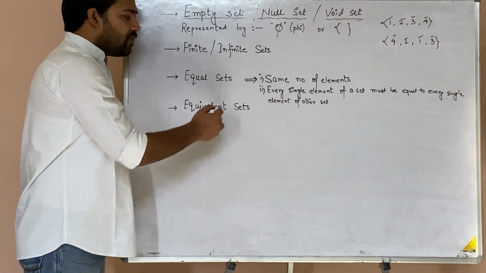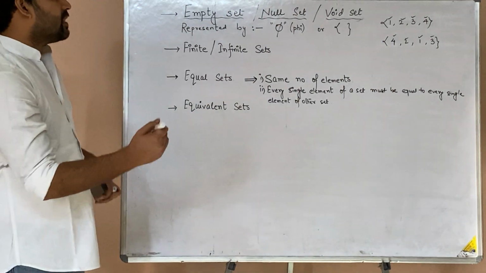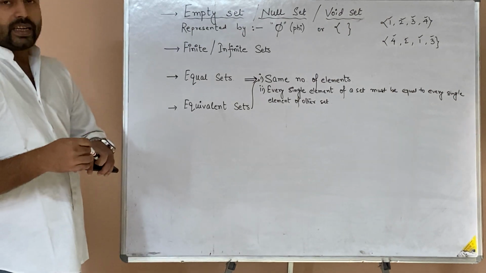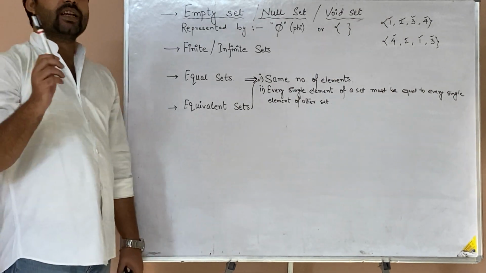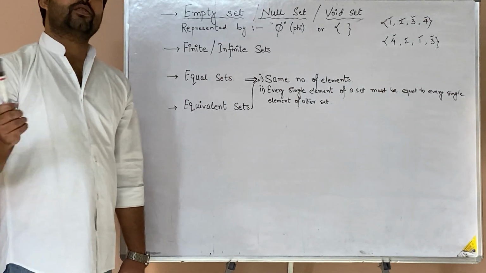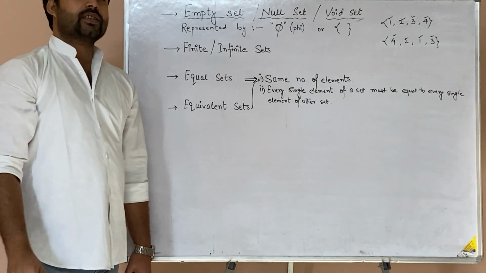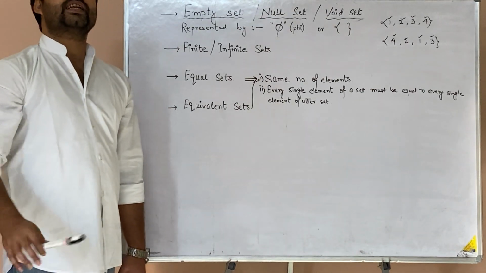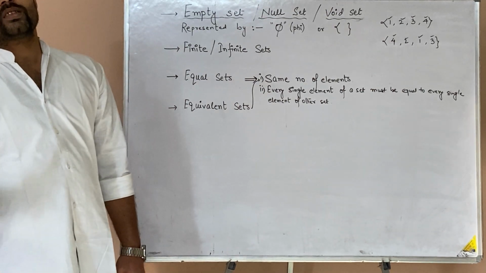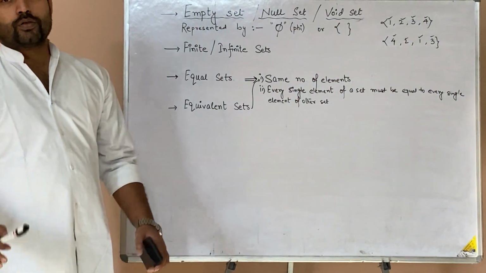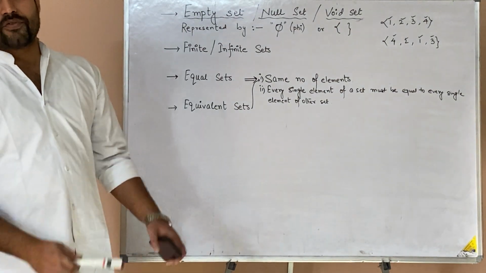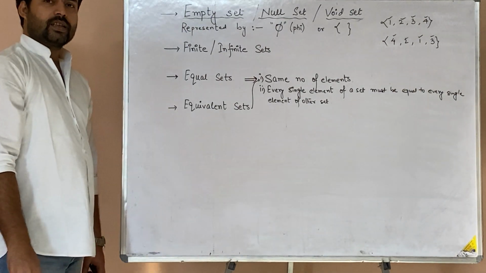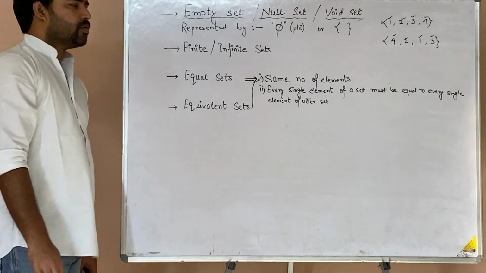And what about equivalent sets? The equivalent sets fulfill the criteria of the first point only. That means the number of elements must be same. That means if 11th A comprises 40 students, 11th B also comprises 40 students, but the students there are different. So that means they are not equal sets, but yes, they are equivalent. Why equivalent? Because the number of elements are same. So 2 or more than 2 sets having the same number of elements are said to be what? Equivalent sets. This is clear? Please pause the video to note it down.